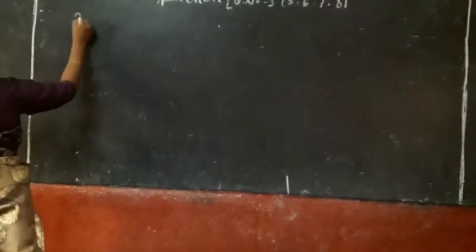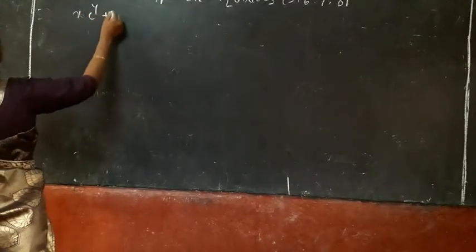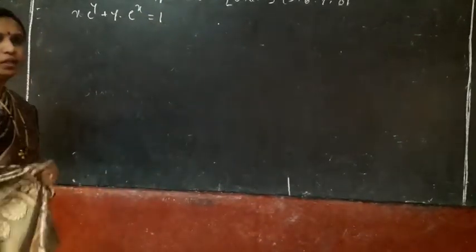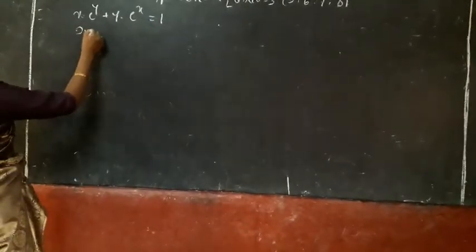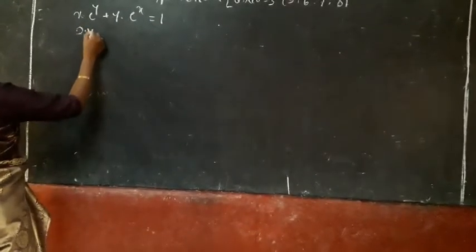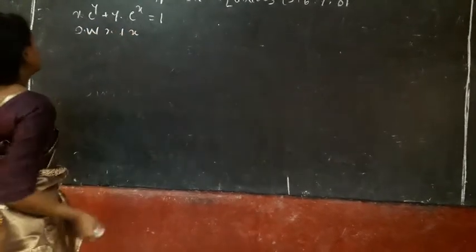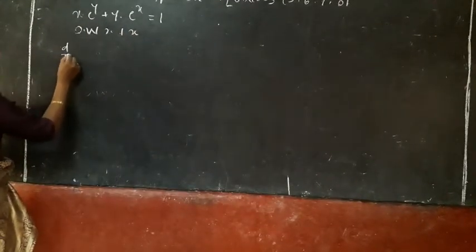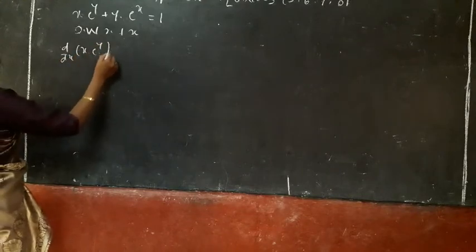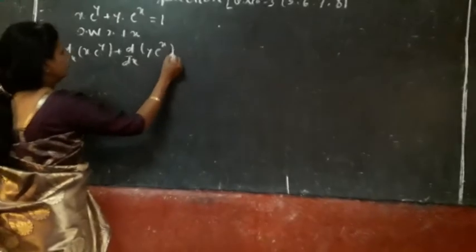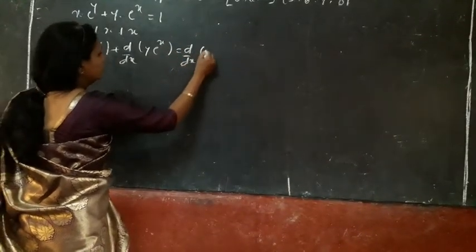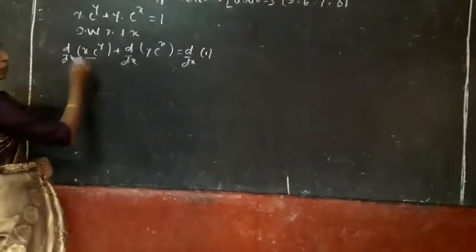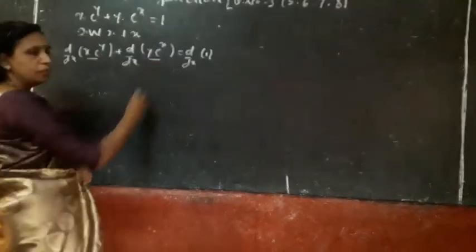The next example is x e raised to y plus y into e raised to x equal to 1. This is also an implicit function. Let us differentiate with respect to x. See, d dx of x into e raised to y plus d dx of y into e raised to x equals d dx of 1. Apply here also the UV formula, differentiation of UV formula.